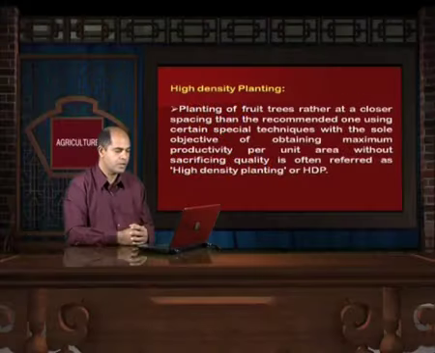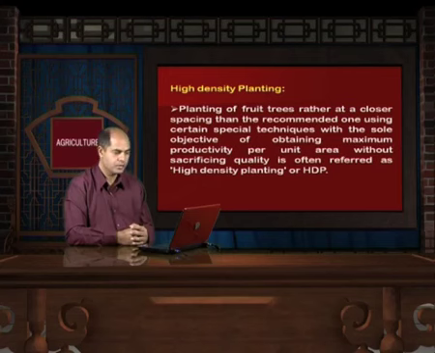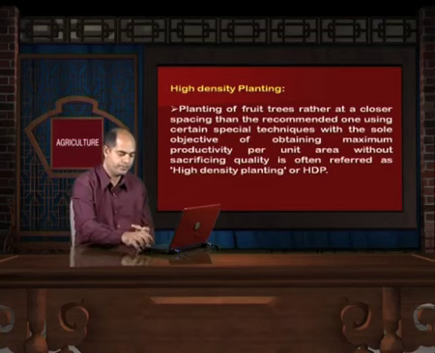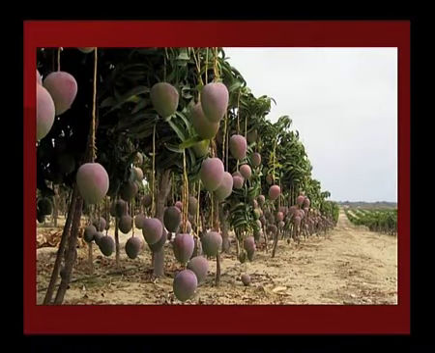Now let us discuss high density planting. Planting of fruit trees at a closer spacing than the recommended one, using certain special techniques, with the sole objective of obtaining maximum productivity per unit area without sacrificing quality, is often referred to as high density planting or HDP. This picture shows a high density planted orchard of mango.